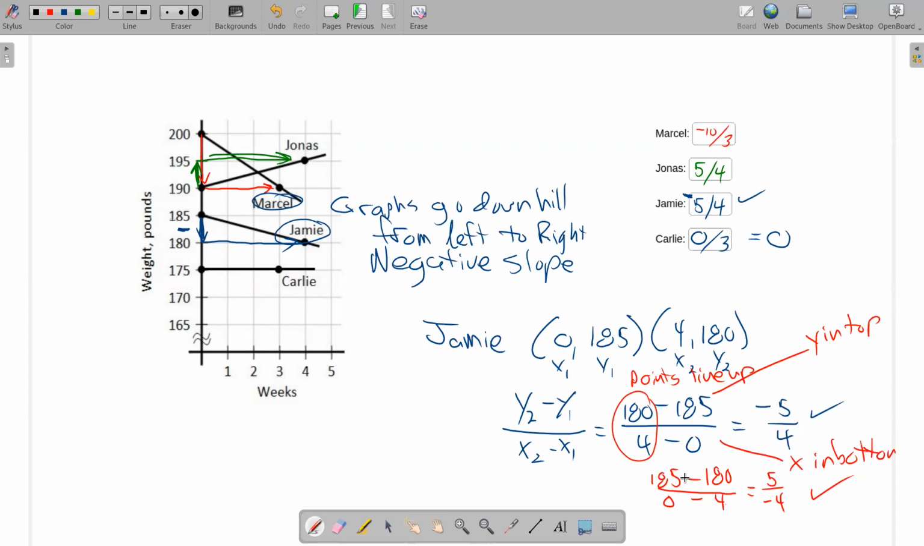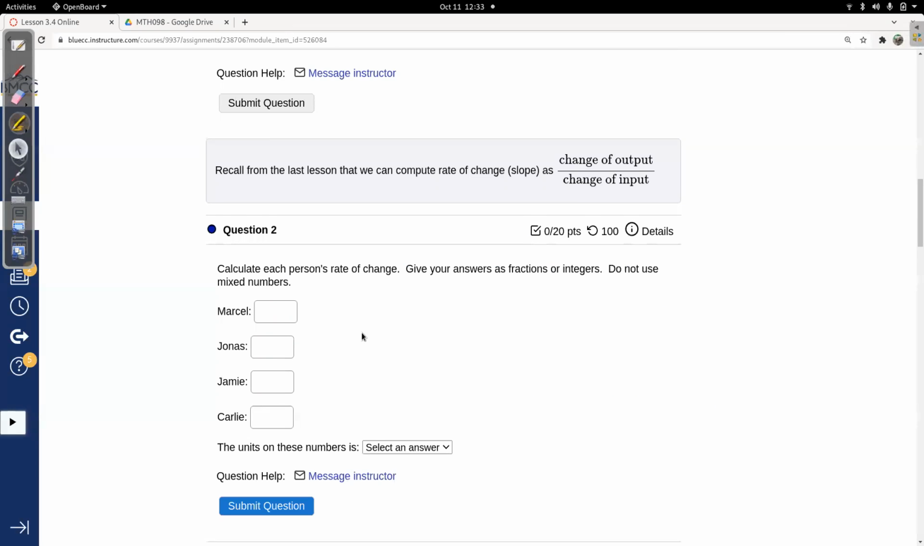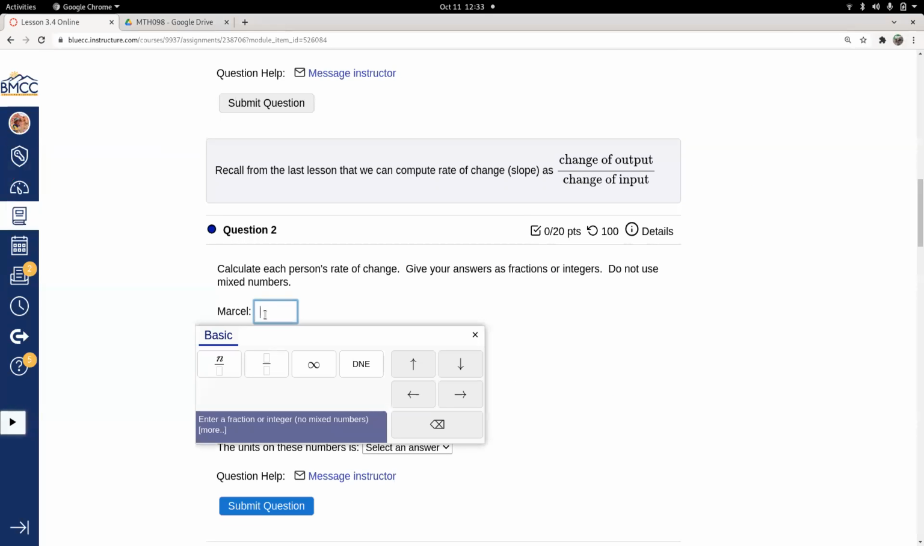Okay, moving on. So we have our slopes. And when you click on these boxes, pay attention. So here it says enter a fraction or an integer. An integer is kind of like a whole number or a negative whole number. Fraction's a fraction.